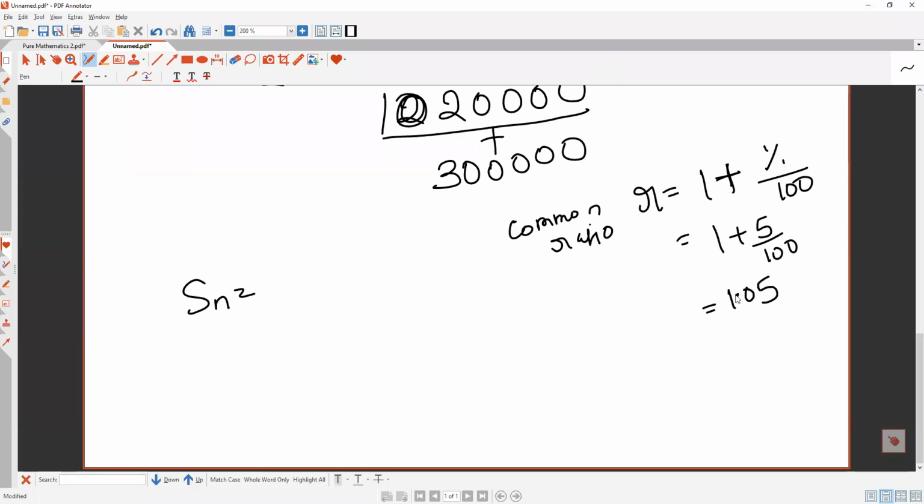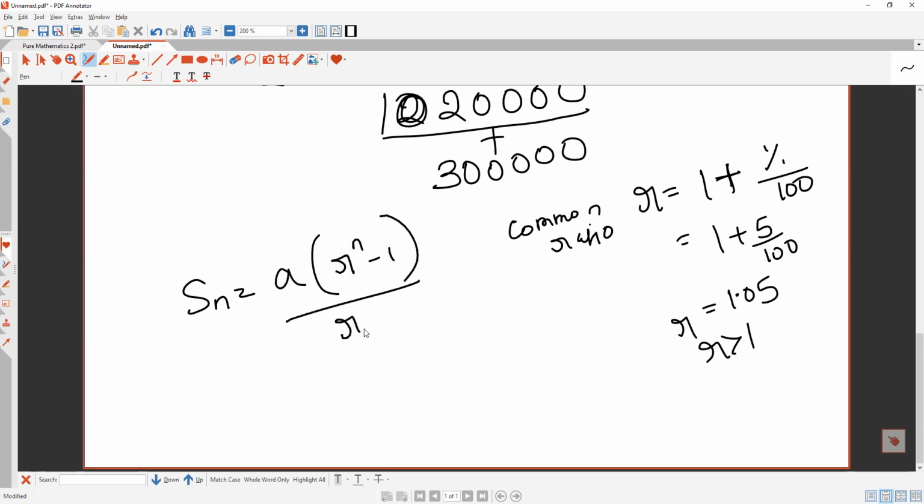1.05 is your answer. Your R is greater than 1, na? R greater than 1, what is the formula? A, open bracket, R to the power n minus 1. Are you sure about this?